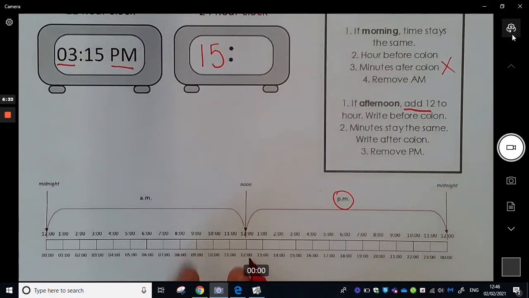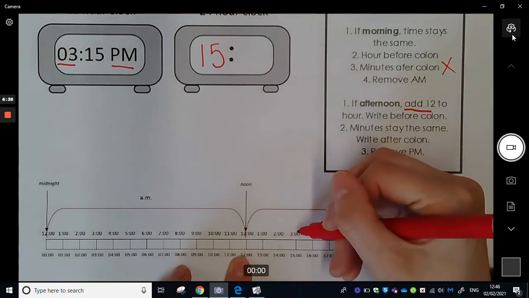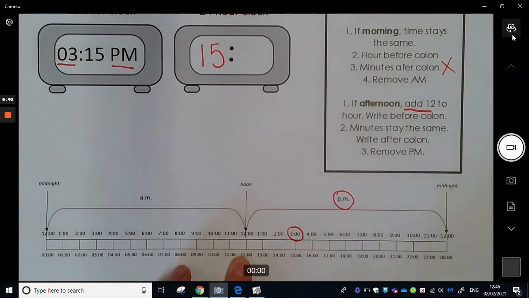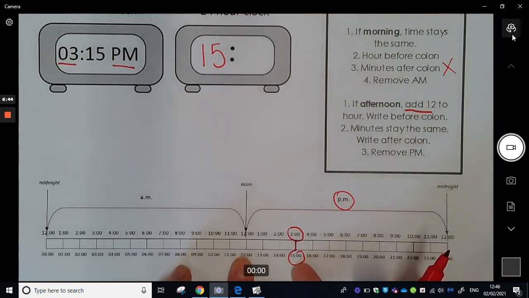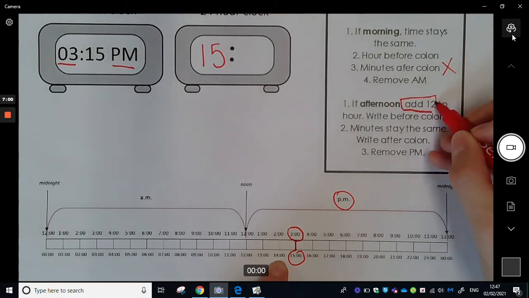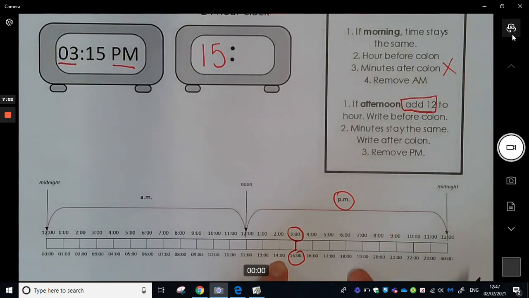So I'm at 12 o'clock midday. So I can find 1, 2, 3 PM here, 3 because it's 3:15. And if you look down, I can see that is the same as 1500. Okay, because if I start from 3 here and add on 12, 1, 2, 3, 4, 5, 6, 7, 8, 9, 10, 11, 12, it's going to give me the same answer. That is why we are adding 12 on each time.